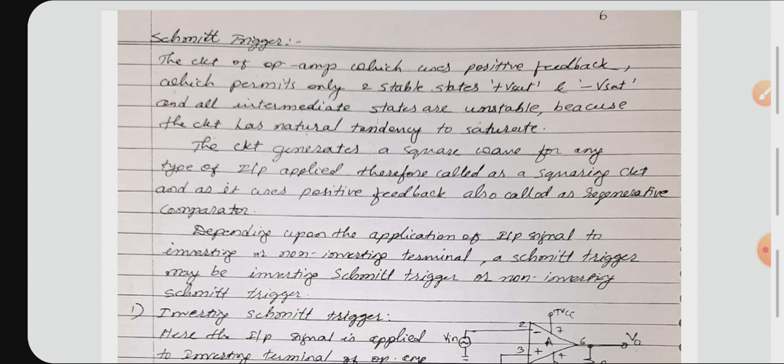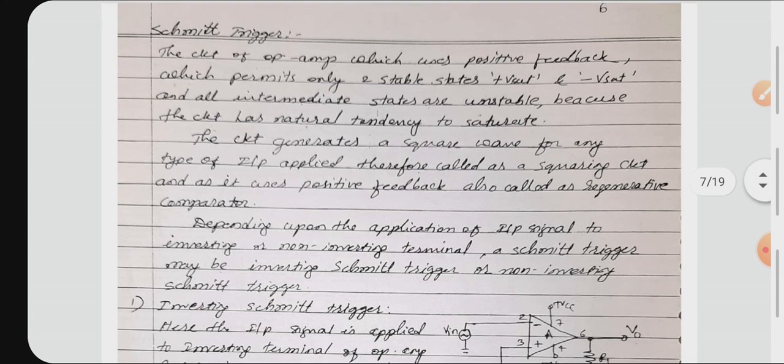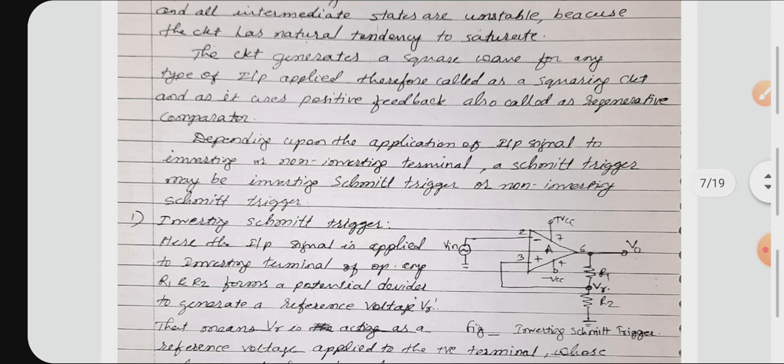We are discussing linear applications of op-amp, and after that we will discuss non-linear applications. Okay, linear means with feedback and non-linear means without feedback. Here there is one more circuit. In all the applications of op-amp we use negative feedback as an amplifier, but Schmitt trigger is the only circuit in which the feedback is positive.